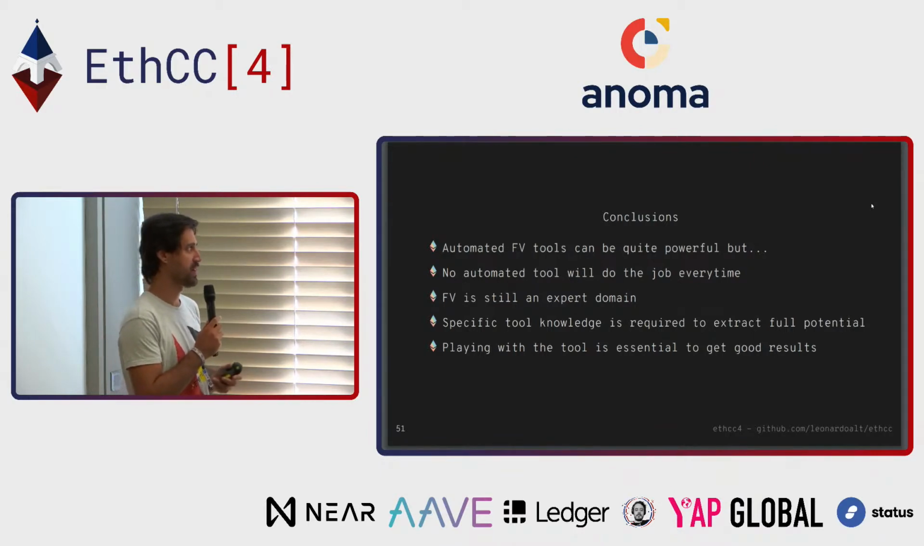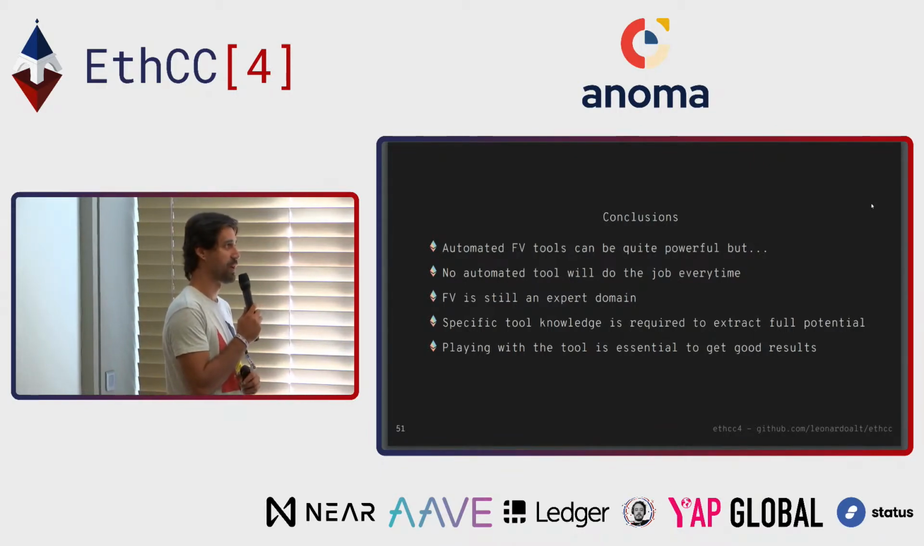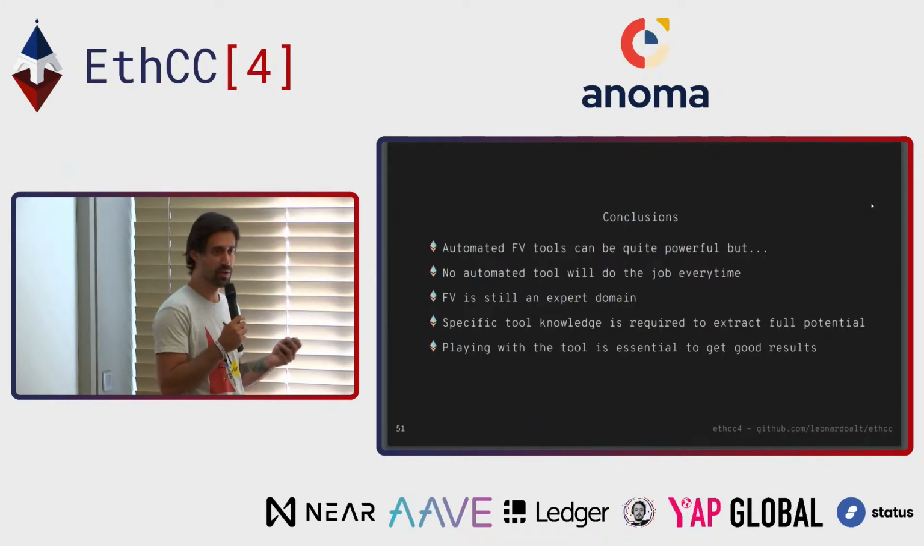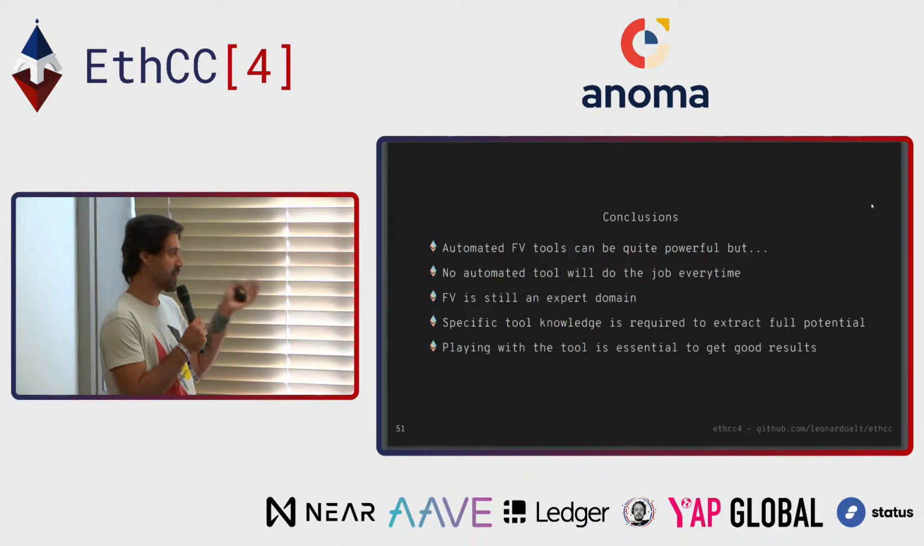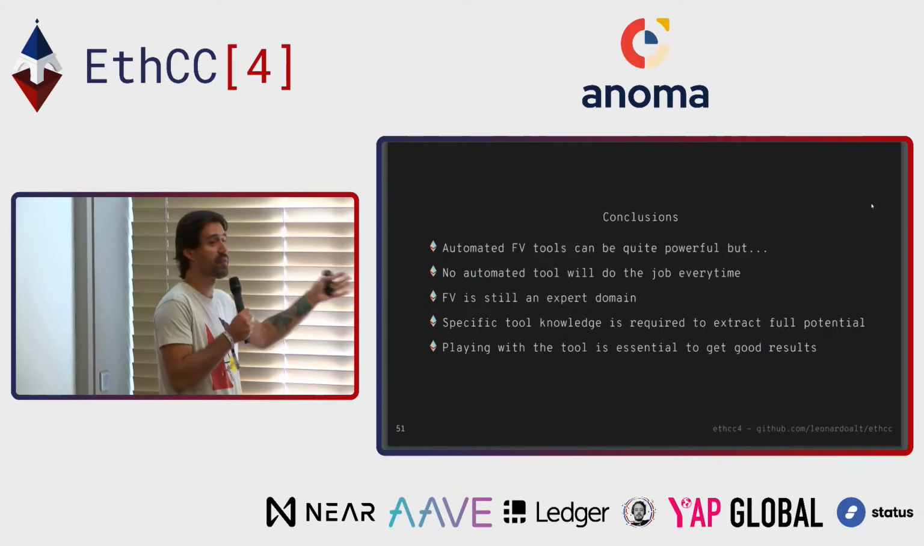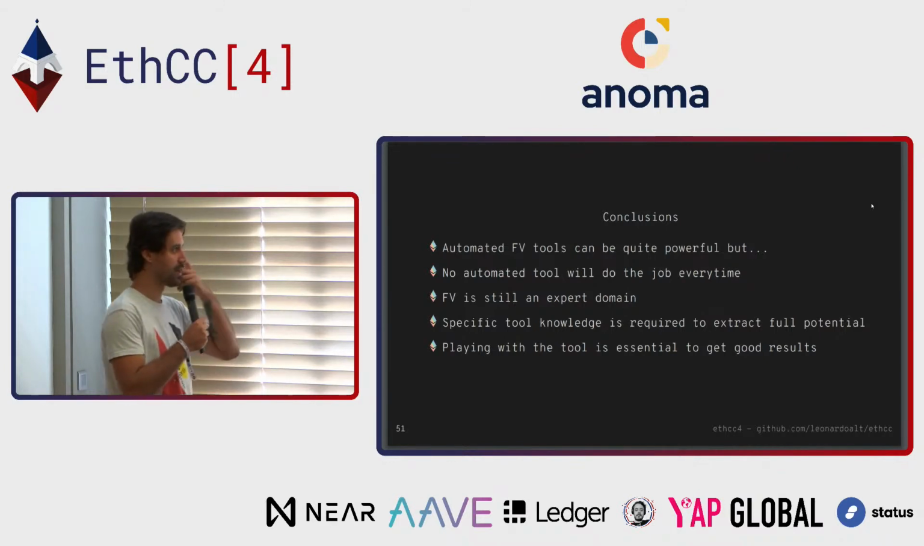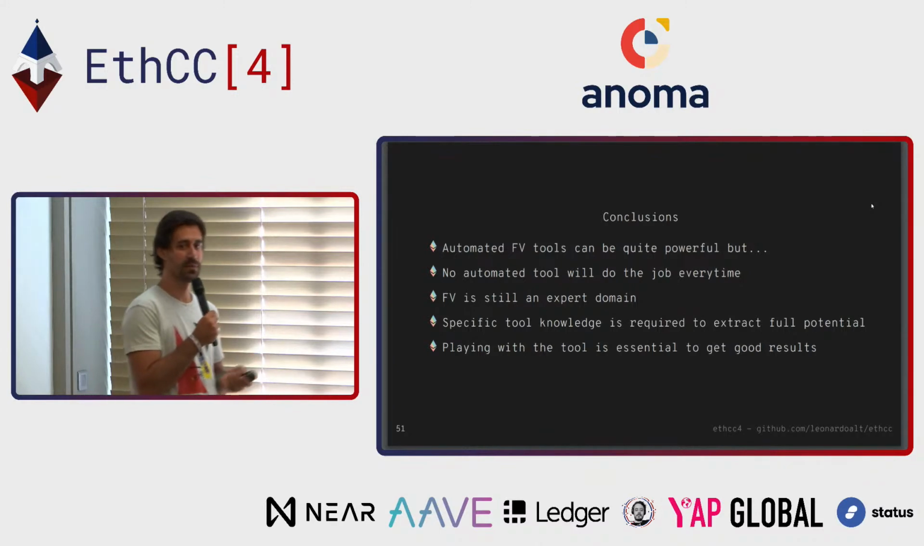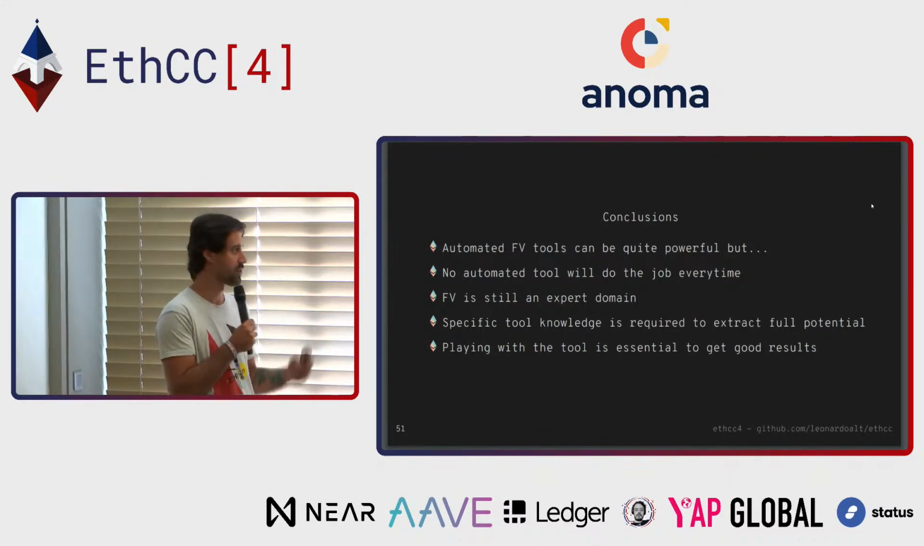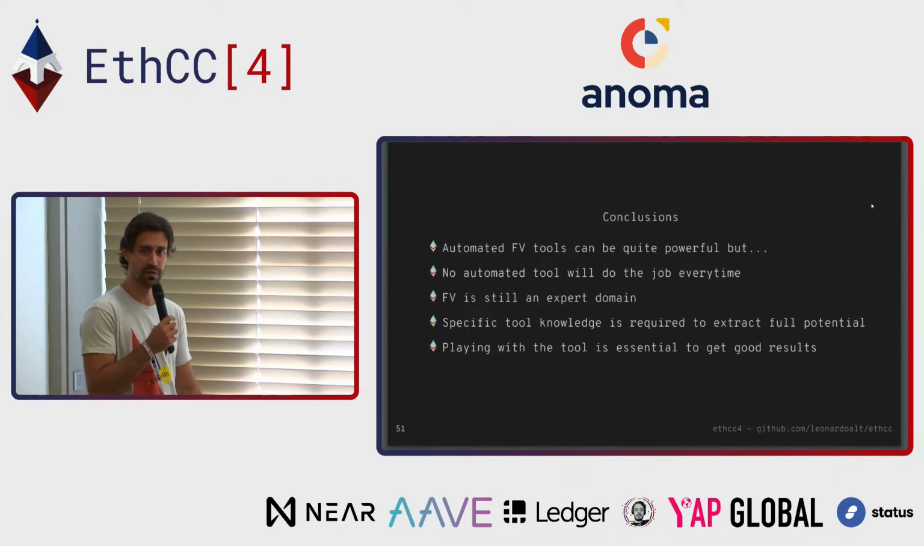Also, a conclusion of this experiment is that FV is still very much an expert domain, and some very specific tool knowledge was required to extract the full potential of the tools and even verify these simplified versions of the contract. So you can only imagine what you need to do to verify the full version of the contract. For example, we needed to note that hevm does 50 iterations max, we needed to use a different Horn solver, different abstraction options, so it was still quite in-depth knowledge required to verify these contracts. And of course playing with the tool, knowing the specifics of the tool, knowing the parameters and what things do differently is essential to get any good results out of the tools.